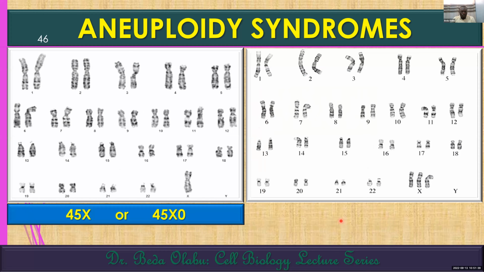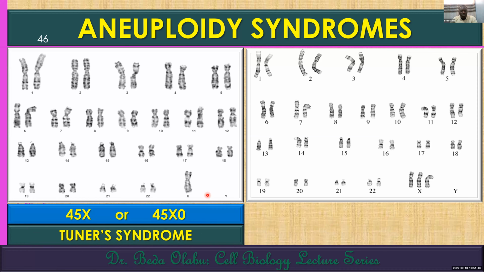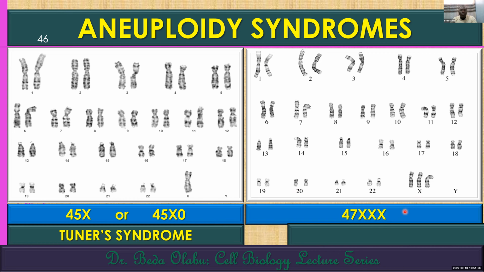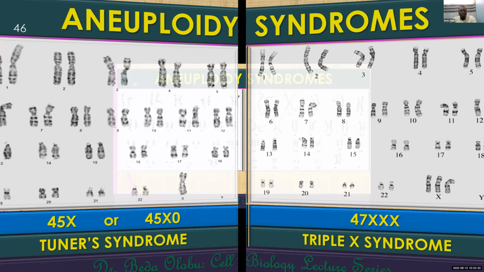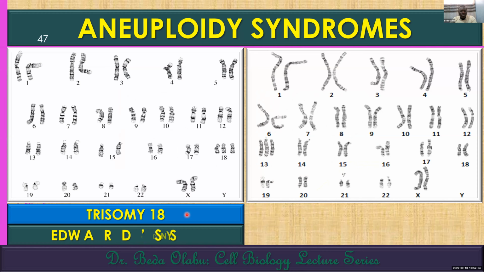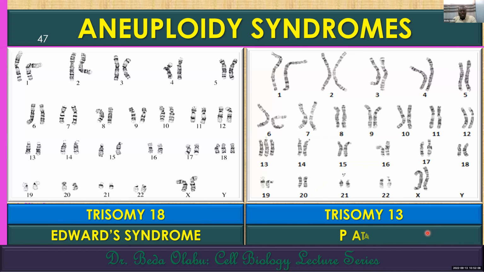If you have 45X0, you call it Turner syndrome, the only monosomy syndrome compatible with life, because all autosomal monosomies are lethal, and also complete absence of the X chromosome is not compatible with human life. Triple X syndrome is 47 triple X or super female. You can also have trisomy 18, which we call Edwards syndrome. Trisomy 13 is Patau syndrome.